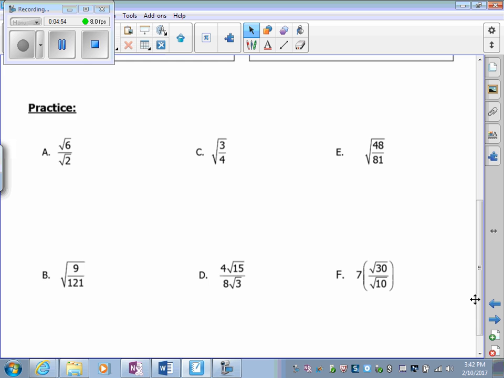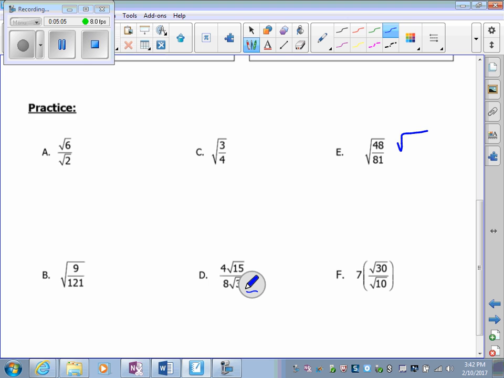So let's look at E. 48 and 81. Well, it doesn't divide evenly. And I notice that 81 is a perfect square. So I am going to separate.